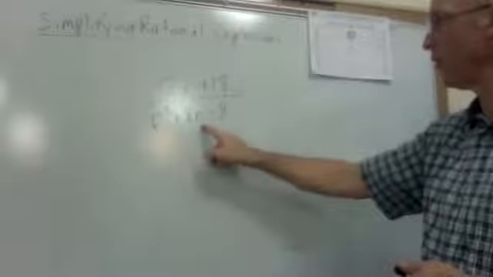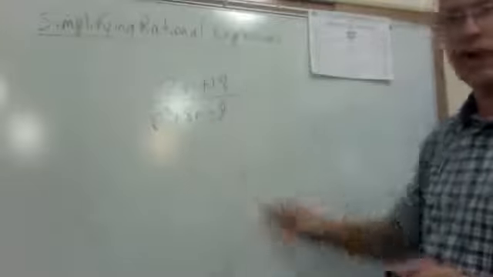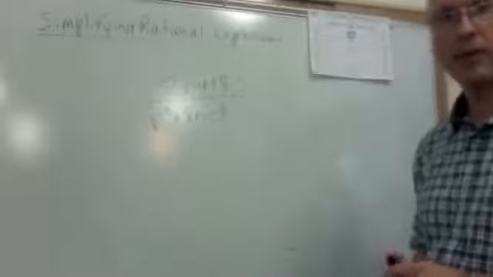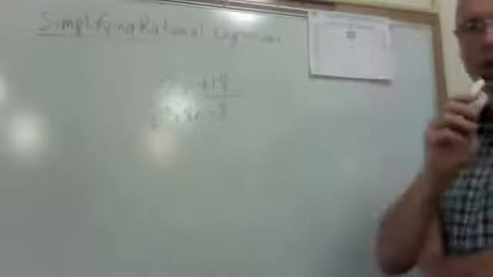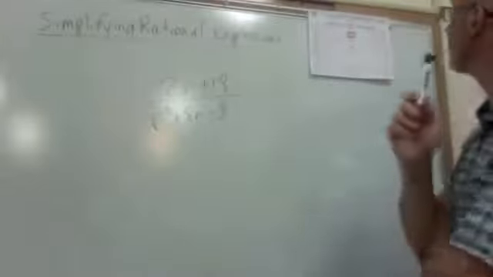Okay, so why don't you try this? I'll stop and you try this yourself. Figure out the excluded values and then try to simplify it. You do that while I ponder what I'm going to do next year.